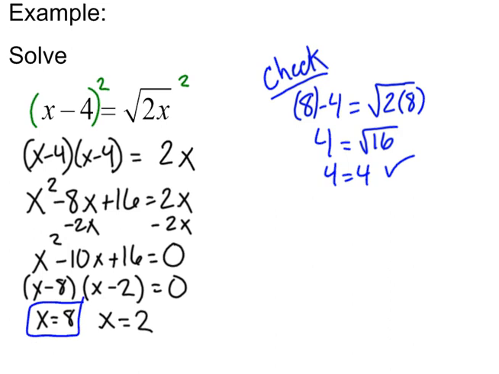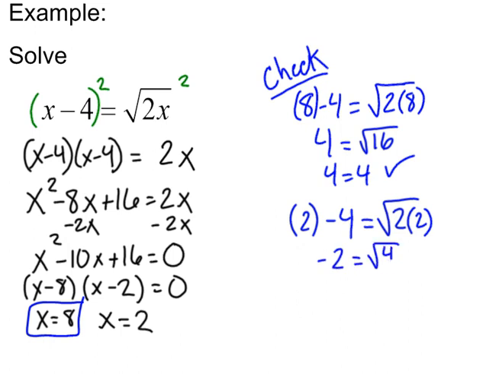But also now let's check the other one. Okay, let's plug a 2 in for the x. 2 minus 4 equals the square root of 2 times 2. So I plug in the 2 into both the x's. I end up with negative 2 equals the square root of 4. And negative 2 equals 2. This is a big no. Negative 2 does not equal 2, so our x equals 2 is not an answer. Our only answer for this problem is 8 and not 2.